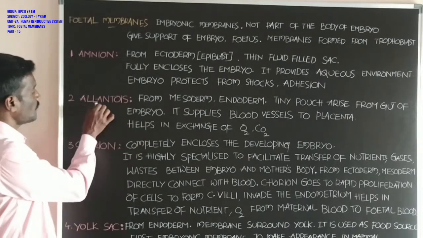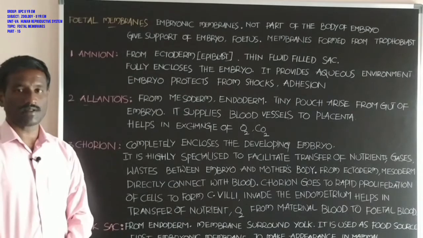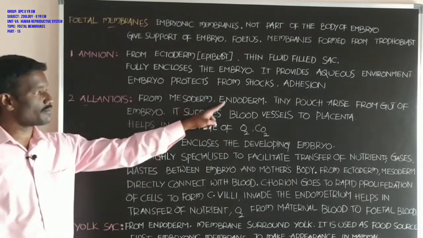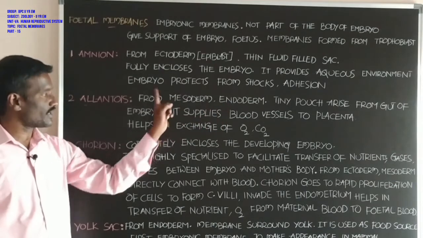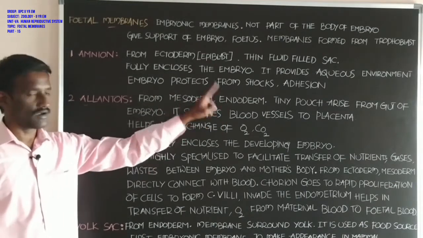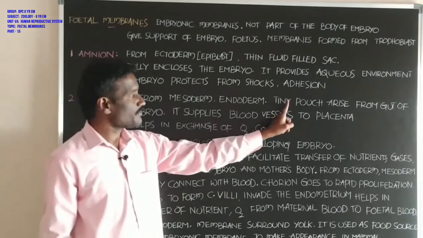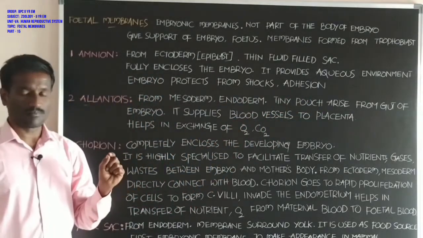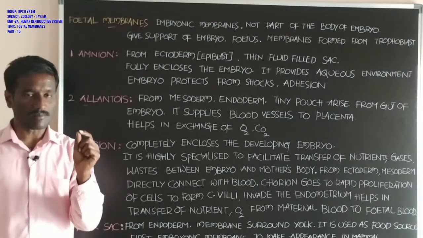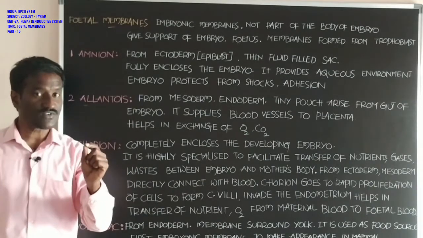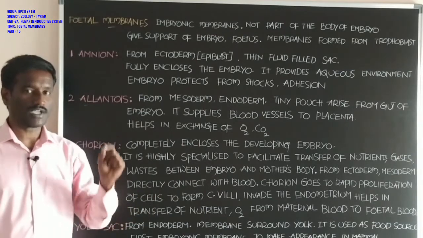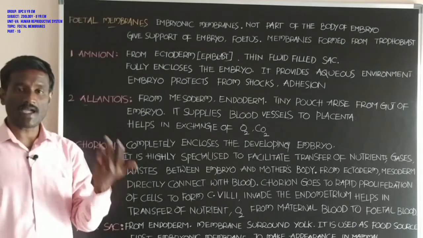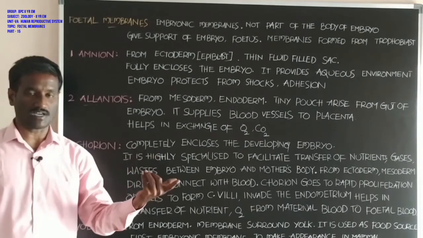Next, students, the second one, the allantois. What about the allantois? It is from the mesoderm and endoderm. It is a tiny pouch-like process that arises from the hind gut of the embryo and develops into the allantois. It supplies blood vessels to the placenta.